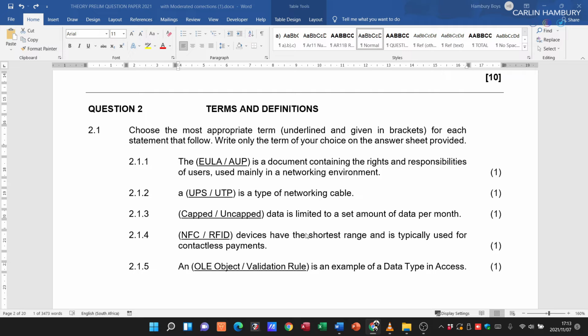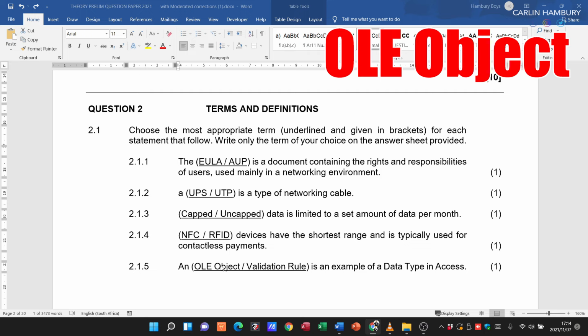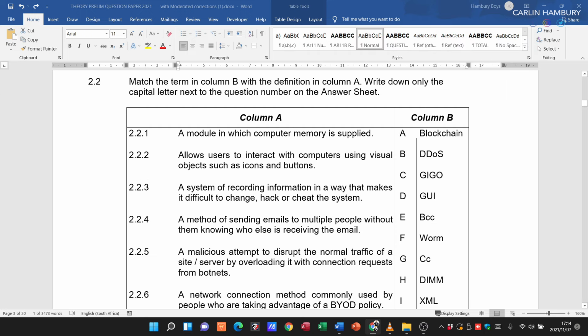Which one of these devices have the shortest range and is typically used for contactless payments? What did I just say about payments? Okay, so it's NFC. And which one of these is an example of a data type in Access? This is a rule. This is a data type. This is our match the column. So generally we'll just put down 2.2.1 and then the relevant item that is over here.